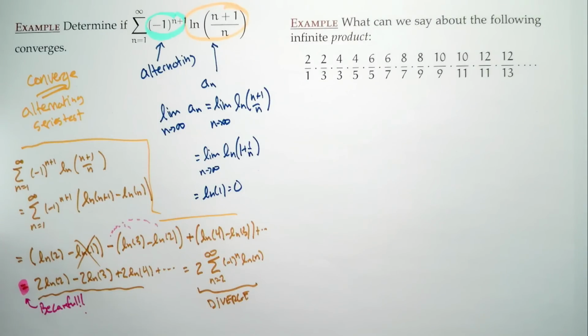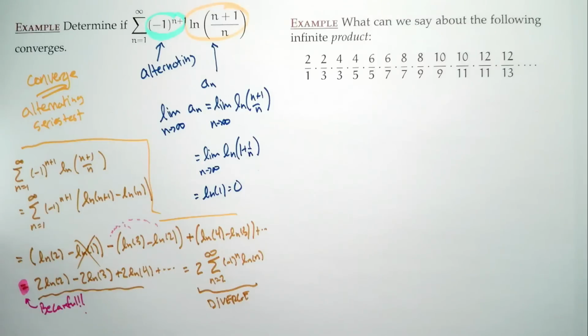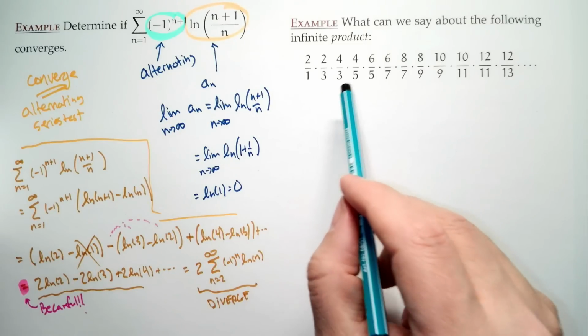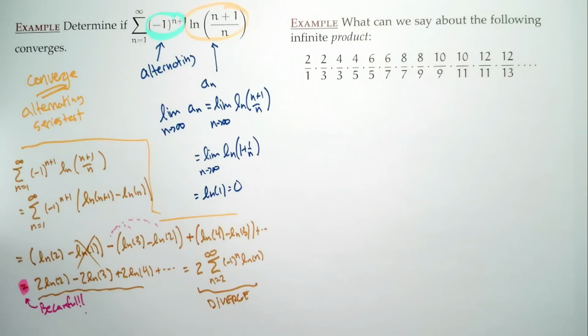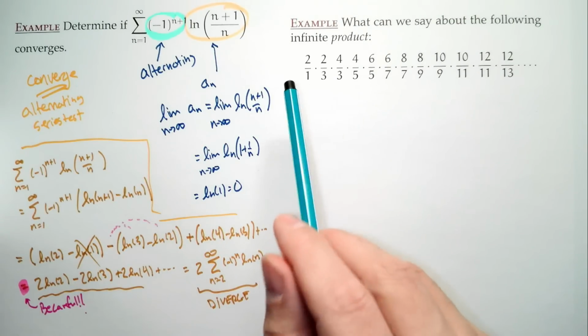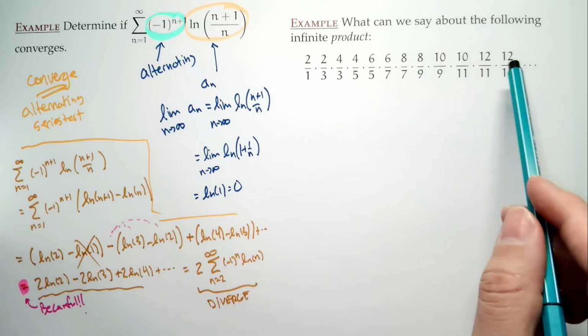All right. So let's look at this infinite product. Well, that's different. We've done infinite sums. Can we say something about an infinite product? So here we have 2 over 1 times 2 over 3 times 4 over 3 times 4 over 5 times 6 over 5 times 6 over 7, and so forth and so on. Notice that the numerators are the even numbers, and we repeat every number twice: 2, 2, 4, 4, 6, 6, 8, 8, 10, 10, 12, 12.